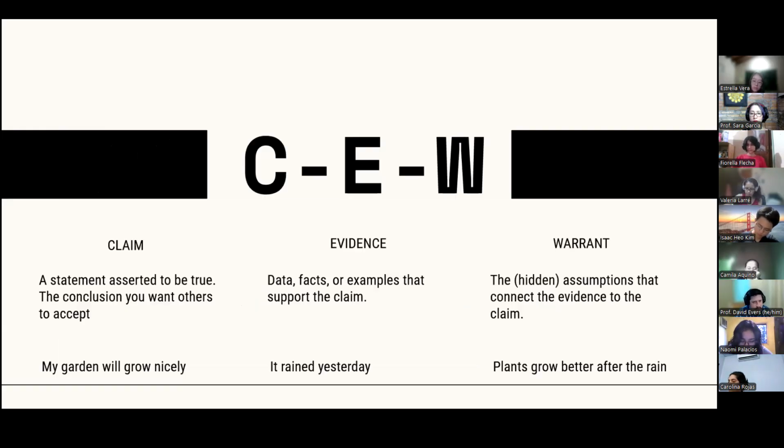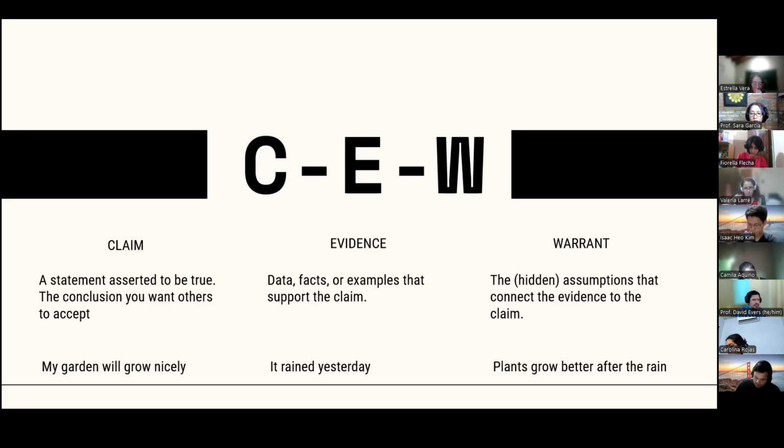So CEW: claim, evidence, and warrant. It's hard to have a direct translation to Spanish, so we're going to use the concepts in English. A claim is a statement that you assert to be true, that you say is true, that is not necessarily true. It's something you are claiming, but it's essentially what you want other people to also see as true.